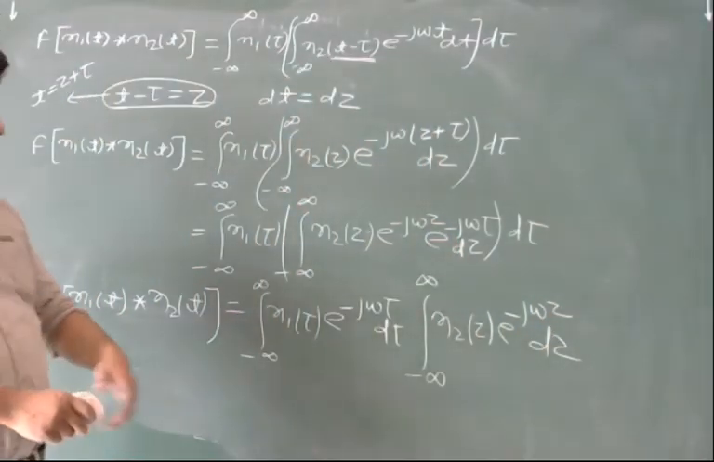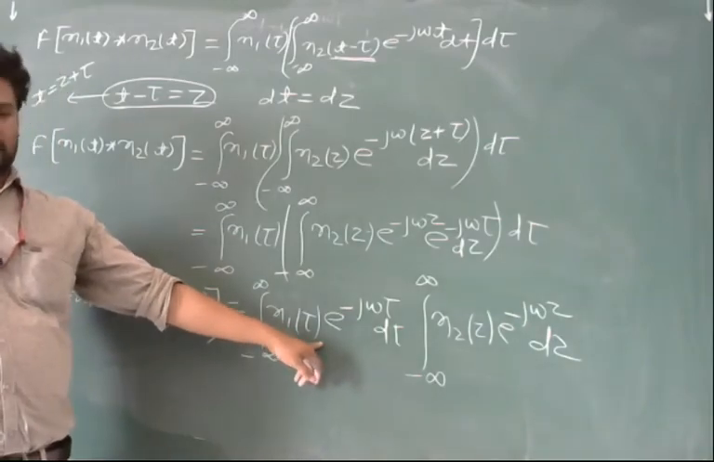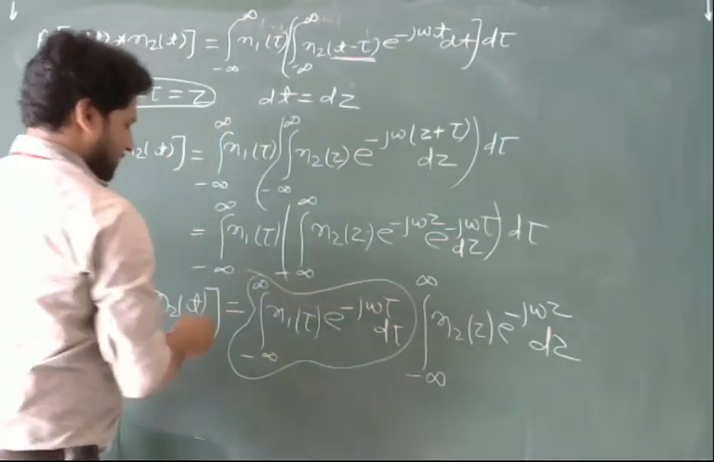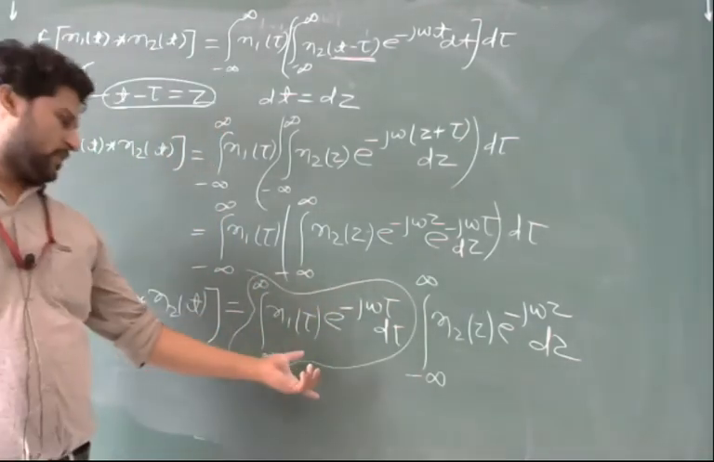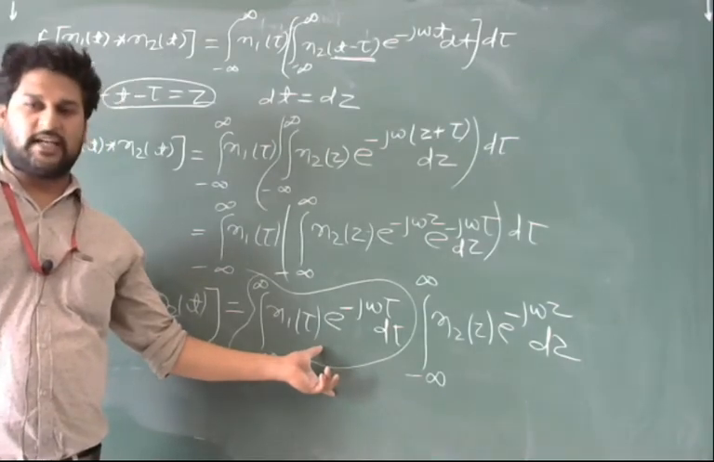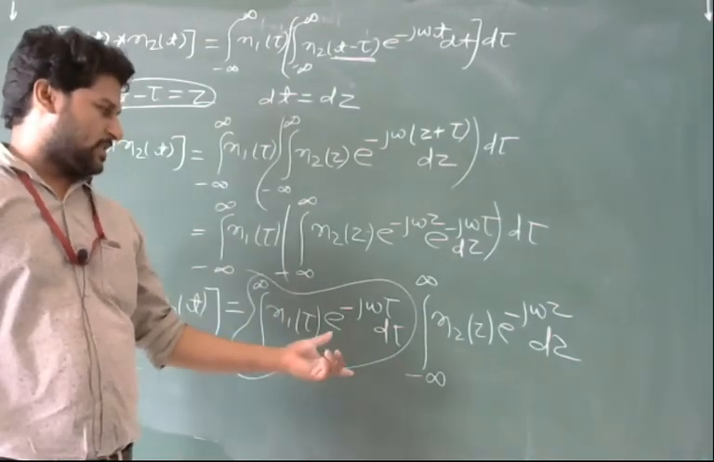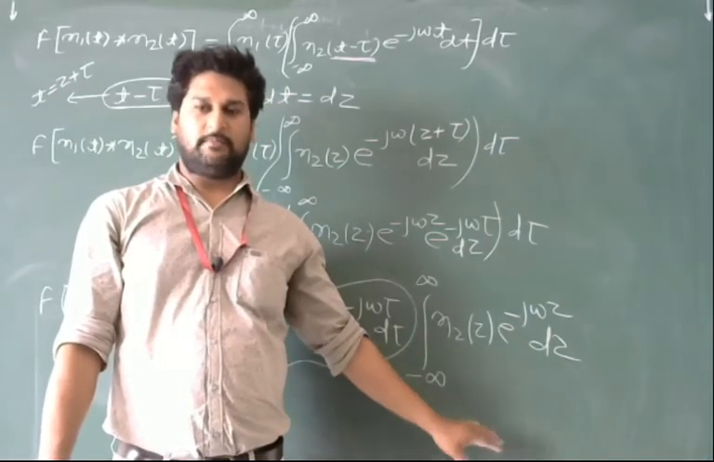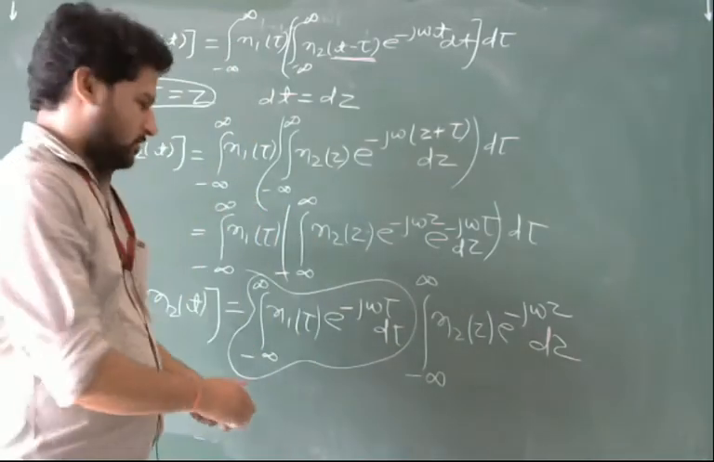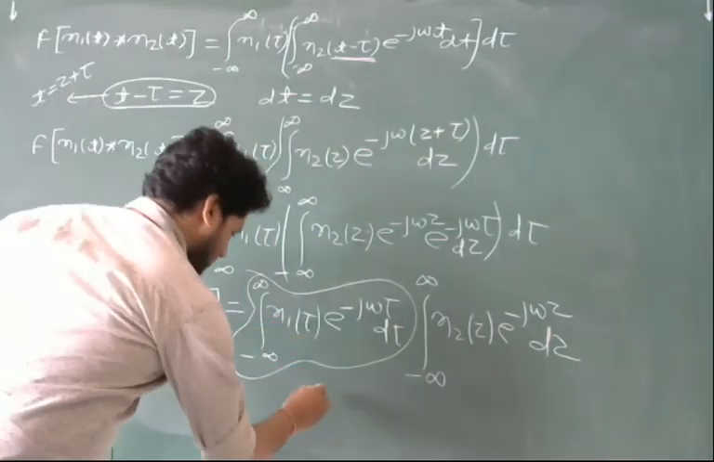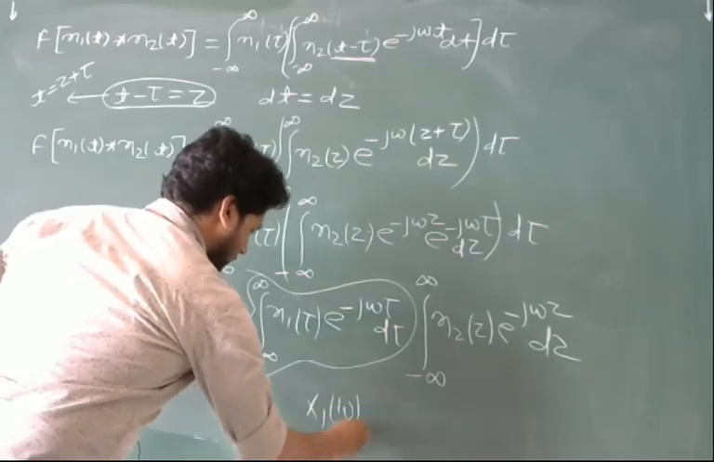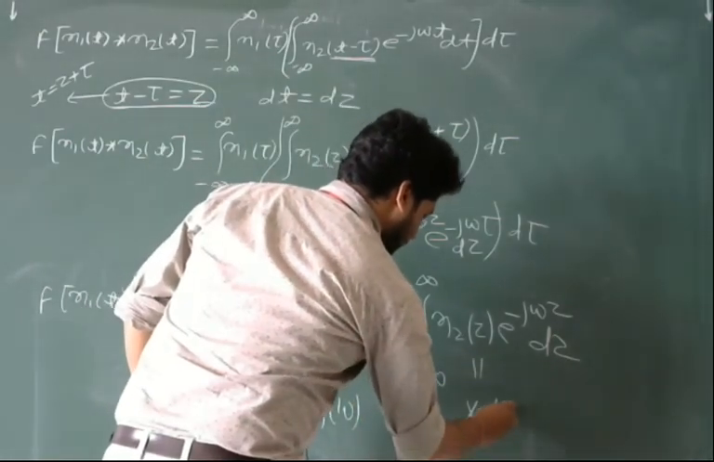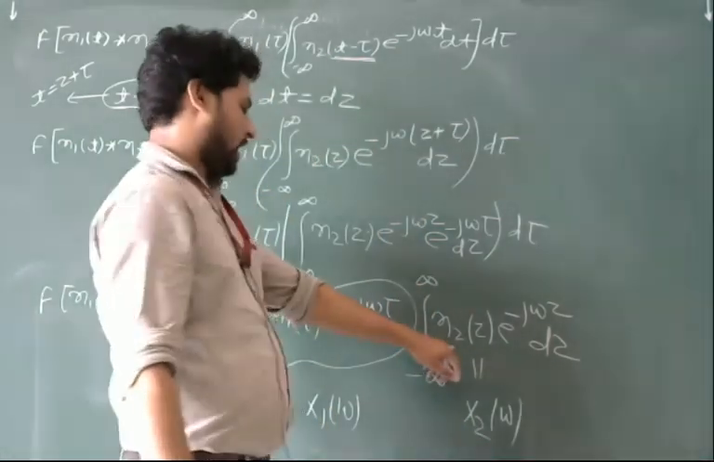Now consider this relation. What is this? This is the Fourier transform of the signal x1 of tau, and this is the Fourier transform of the signal x2 of z. It means that we can write these two as x1 of omega, the Fourier transform of the signal x1 tau, and this is equal to x2 of omega, the Fourier transform of the signal x2 of z.